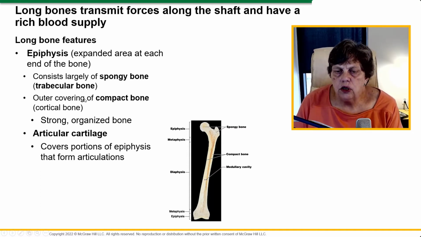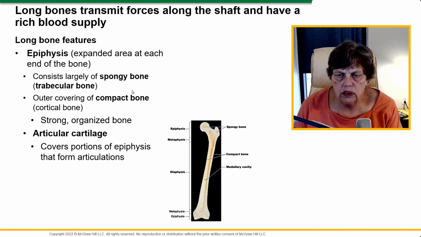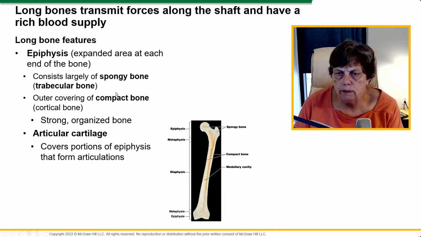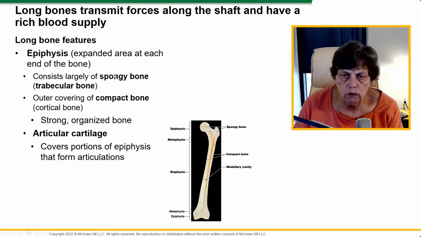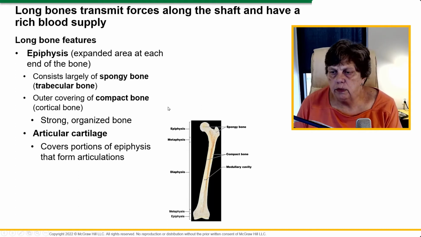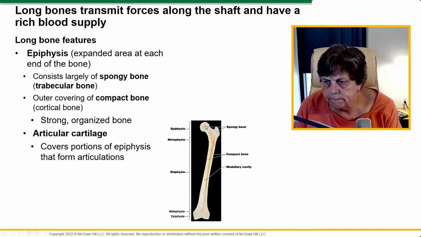Okay. So what you look at is, and we'll look at this, the hard outside of the bone, and I've got a real good picture of what the bone looks like inside. That hard outside of the bone is compact bone, and then the inside where the marrow is, is the spongy bone. And the epiphysis is that outer layer up here on that bone.